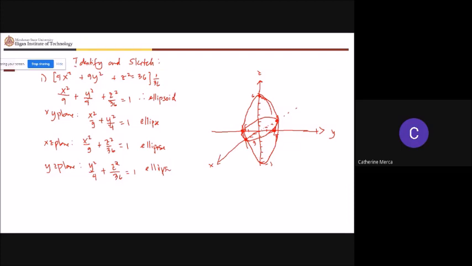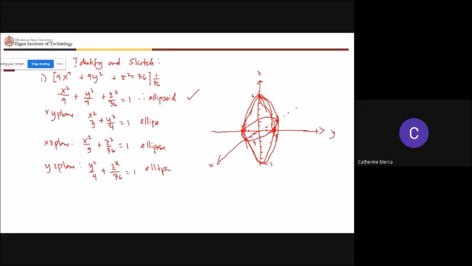And then in the yz plane, y is plus or minus 2 again, and then z is plus or minus 6. That is the trace. So that is supposed to be it, you can now see the ellipsoid. This is your ellipsoid.